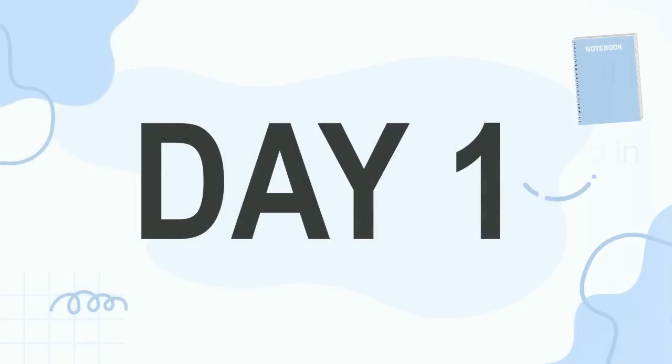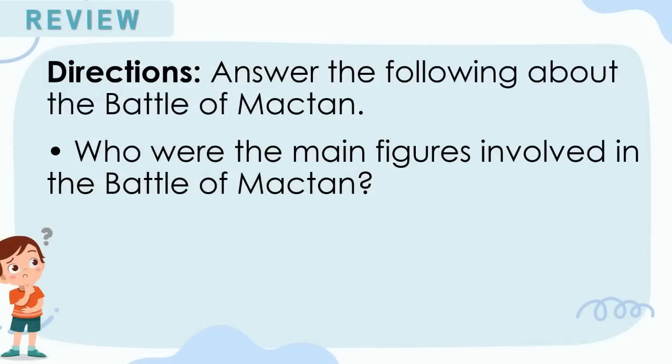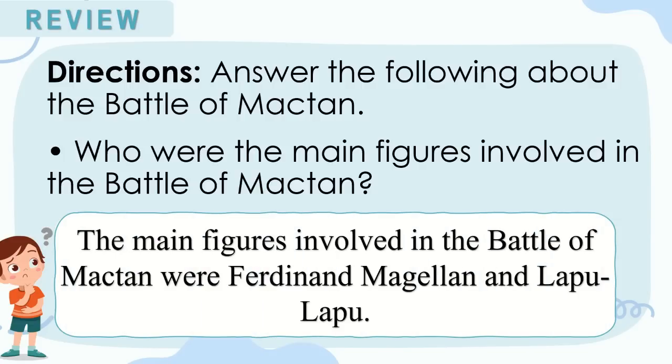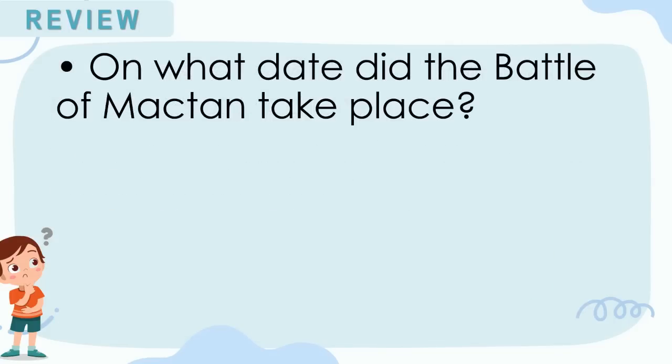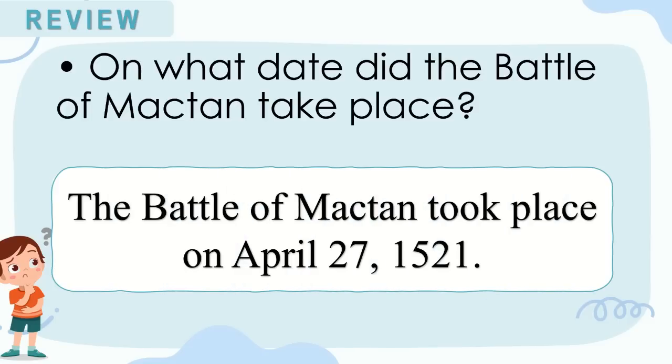For day 1. Answer the following about the Battle of Mactan. Who were the main figures involved in the Battle of Mactan? Very good. The main figures involved in the Battle of Mactan were Ferdinand Magellan and Lapu-Lapu. On what date did the Battle of Mactan take place? You're right, the Battle of Mactan took place on April 27, 1521.